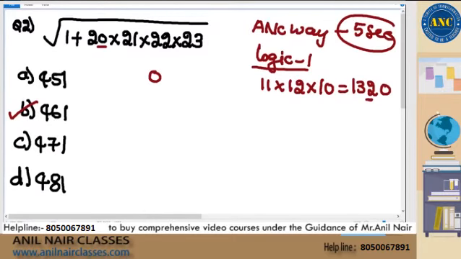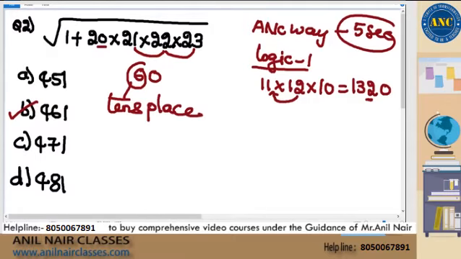What is the tens place? Tens place is the product of the remaining unit digits. What is the product of the remaining unit digits? 1 2s are 2, 2 3s are 6. Tens place should be 6. Only one option has got tens place 6. This is logic 1. You will solve simplification questions in less than 30 seconds if you follow all the problems.